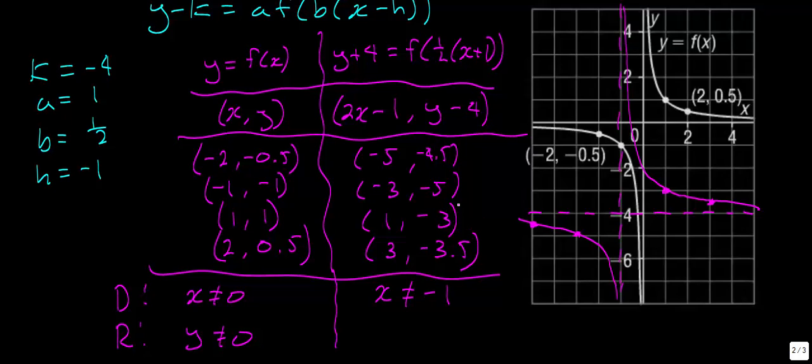And the range, we have every possible y value up and down that we could possibly have, with the exception that we can't have anything at this value of -4. So y cannot equal -4.